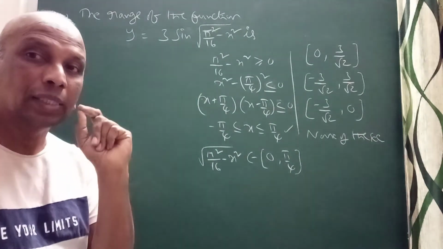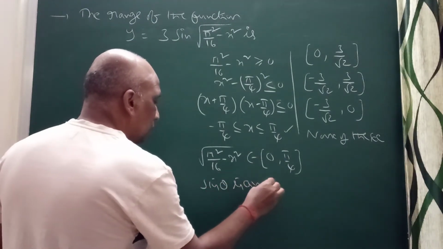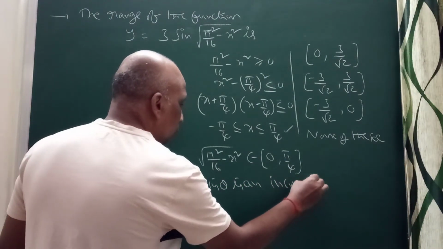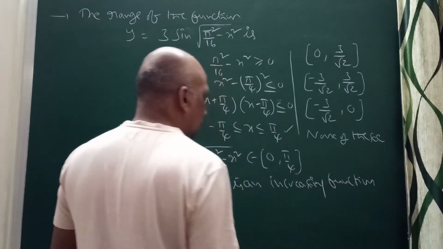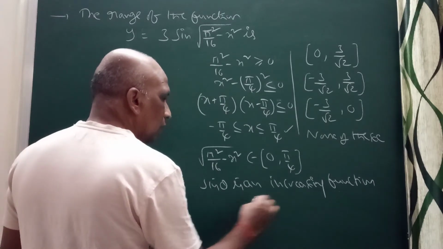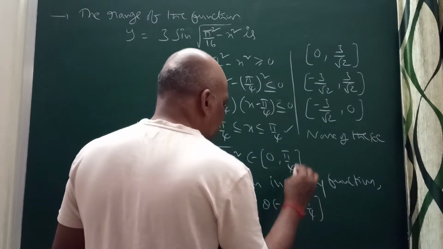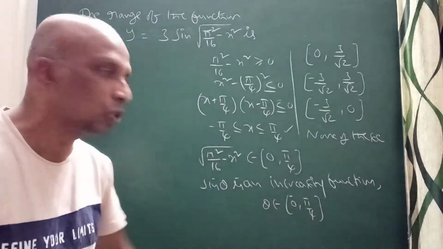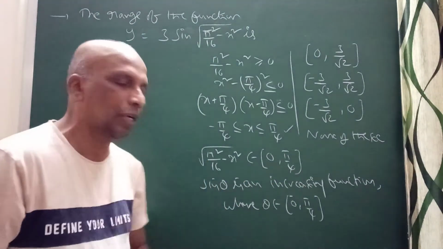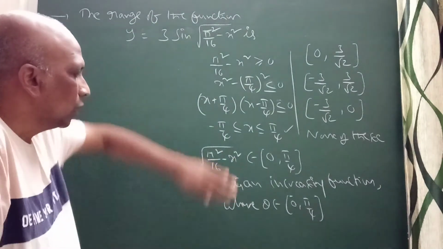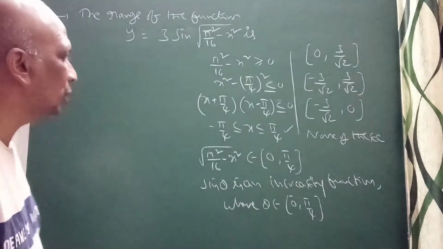Remember, sin θ is an increasing function in the interval, right? Sin θ is an increasing function, correct, where θ belongs to [0, π/4]. To understand, I have given this one. Sin θ is an increasing function where θ belongs to [0, π/4]. So let it be, this is θ belongs to this. It is an increasing function, which I can write here.